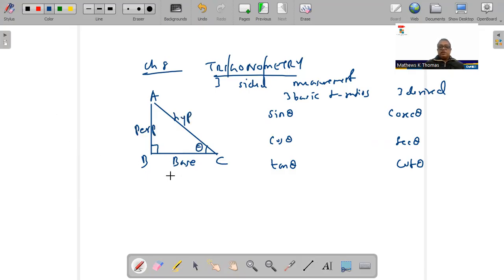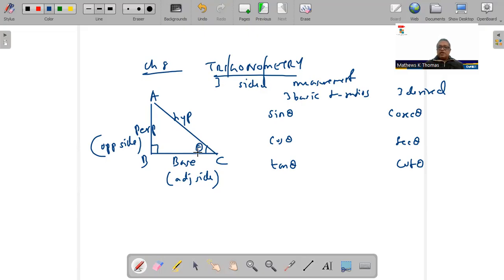Or alternatively, the base is the adjacent side, and this is the opposite side, and the hypotenuse is the same, right? I will explain both, because in some schools they teach perpendicular, base, hypotenuse, and in some they teach opposite side, adjacent side, hypotenuse. Opposite and adjacent is the correct way, actually, because the opposite side is always opposite to the theta, whereas perpendicular and base will change depending on the theta that you take.